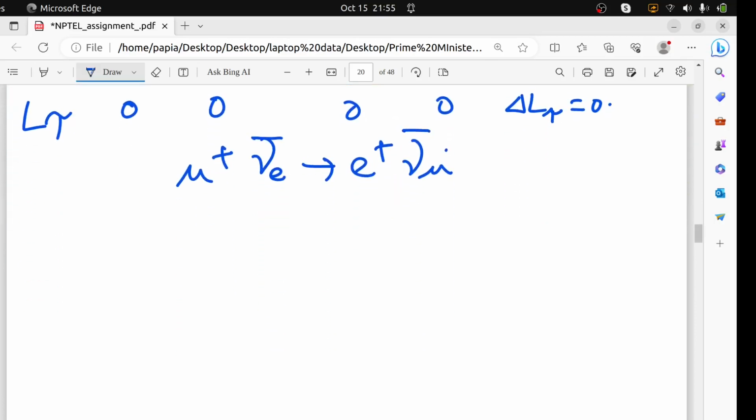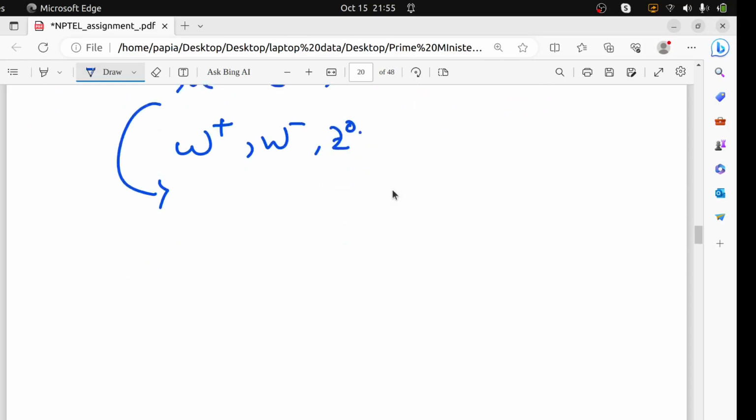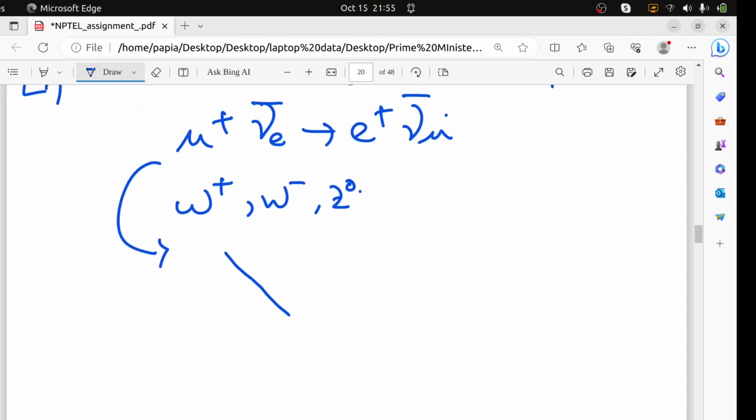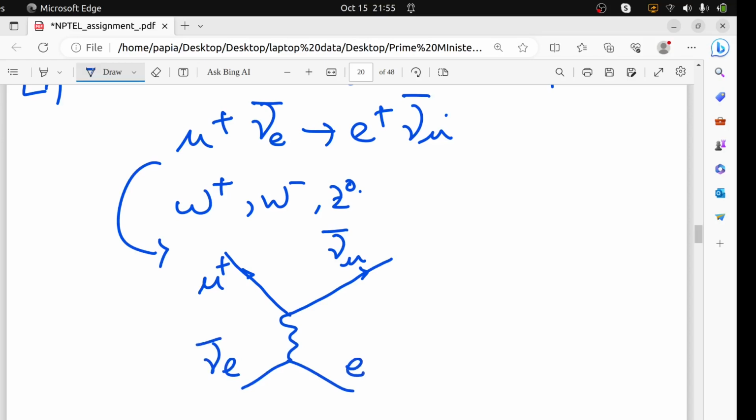Now if it is possible, then which one will be the mediator for this case? As it is a weak interaction, for that weak interaction the mediators are W plus, W minus, Z0, right? So we will talk about these 3. Now if I draw the Feynman diagram for this, then the Feynman diagram will be like: mu plus, nu mu, mu plus, nu mu bar, then nu E bar, E plus.